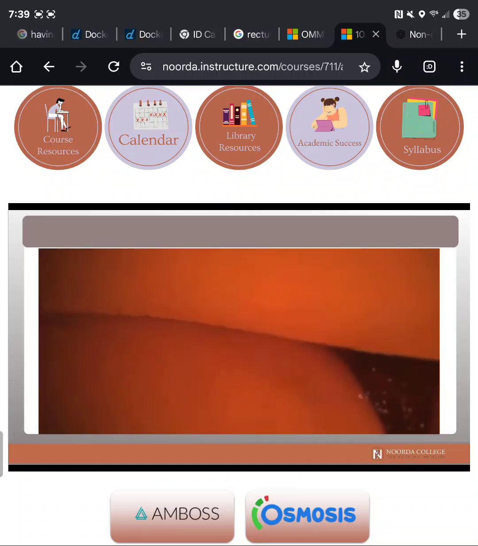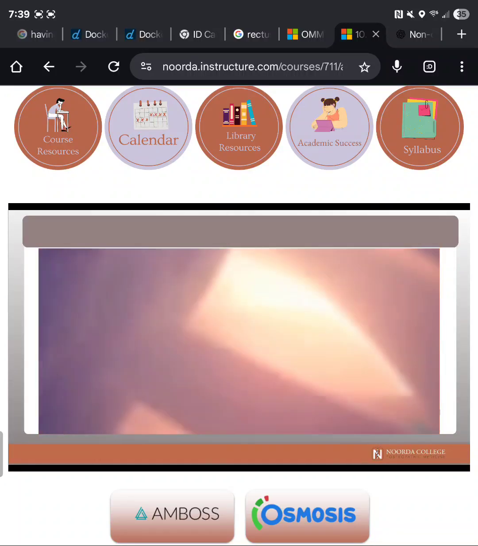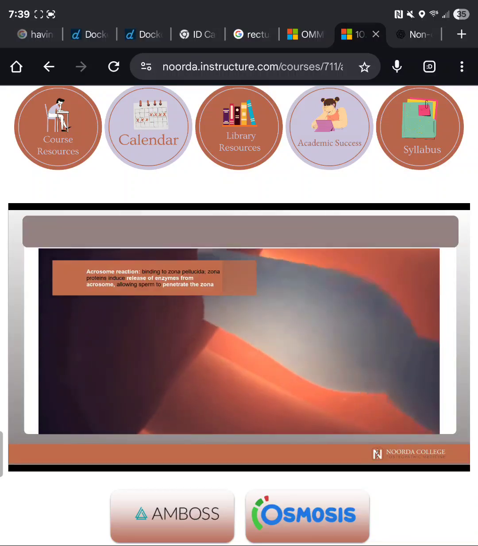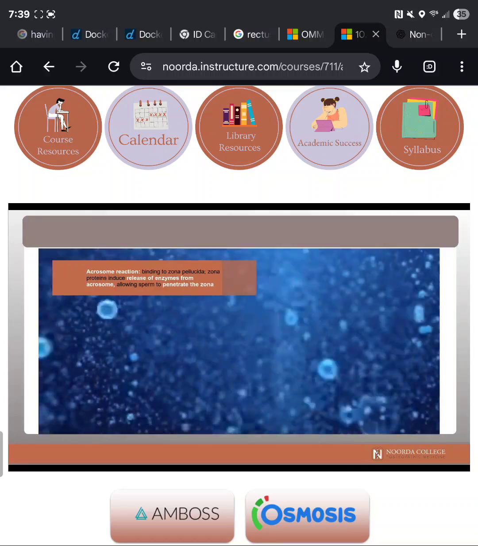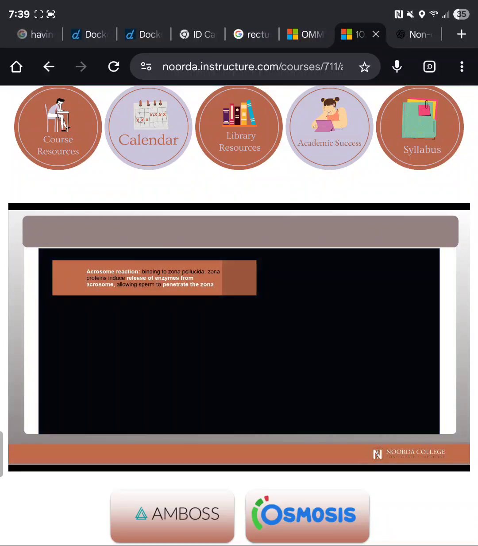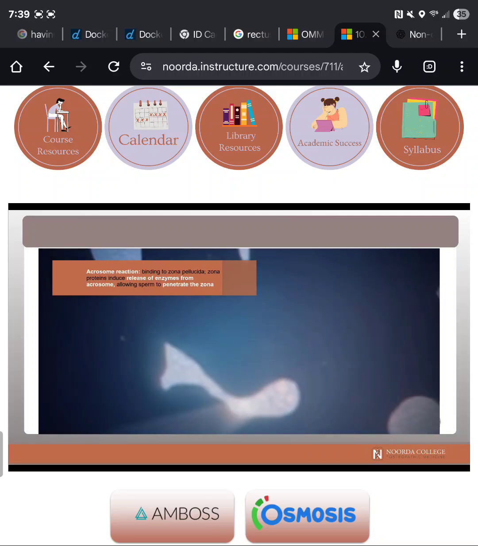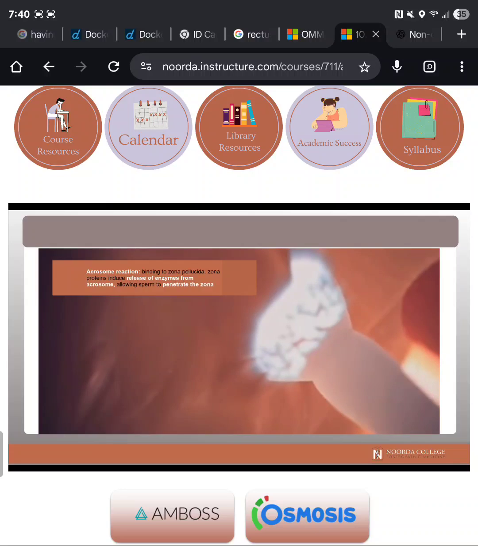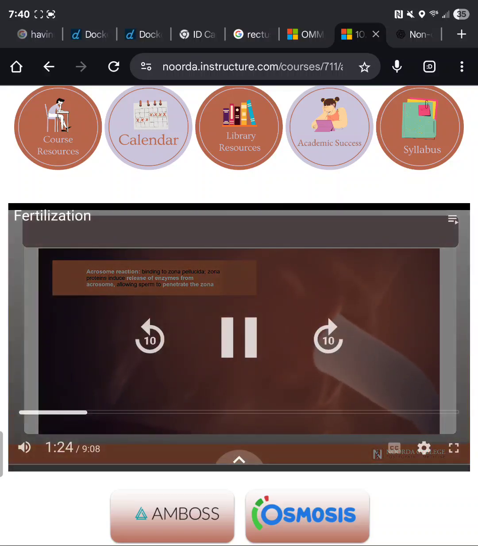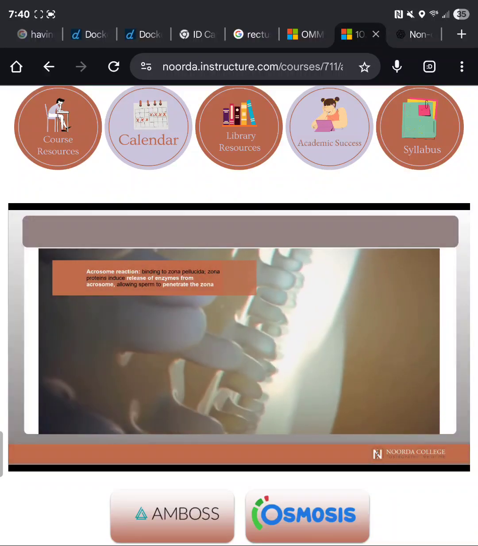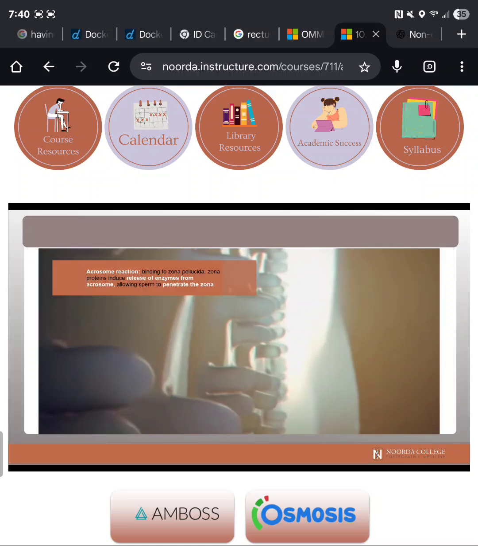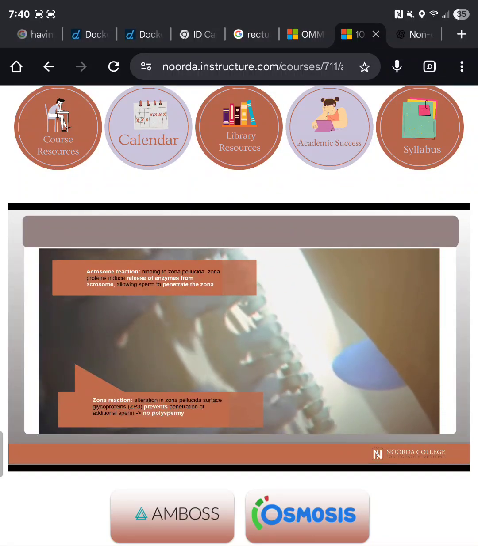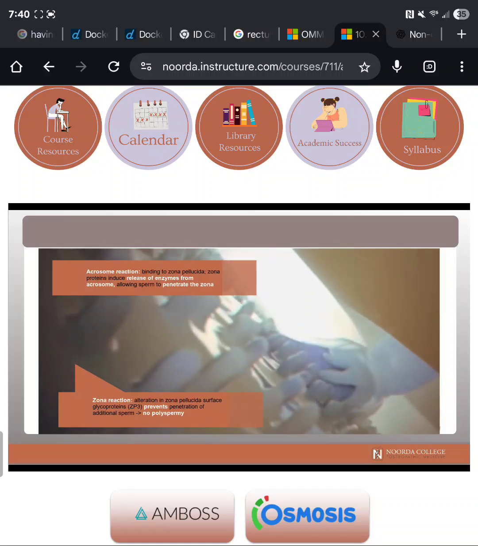Once this capacitated sperm passes freely through the corona radiata, you then have the acrosome reaction by binding of the sperm to the zona pellucida. Now, this is a very important step because the zona proteins induce the release of enzymes from the acrosome, allowing the sperm to penetrate the zona pellucida itself, and contact of the sperm head with the oocyte surface leads to what we call the zona reaction.